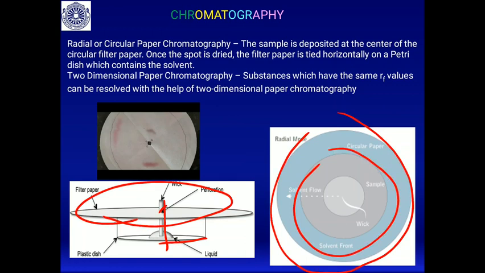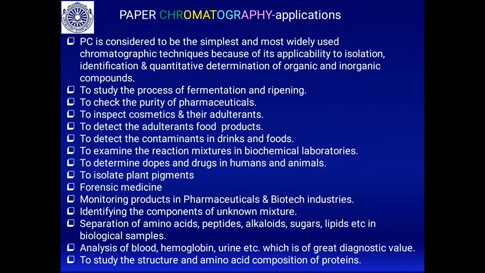Then two dimensional paper chromatography: substances which have the same RF values can be resolved with the help of two-dimensional paper chromatography. So these are the different types of paper chromatography. Then what are the applications?